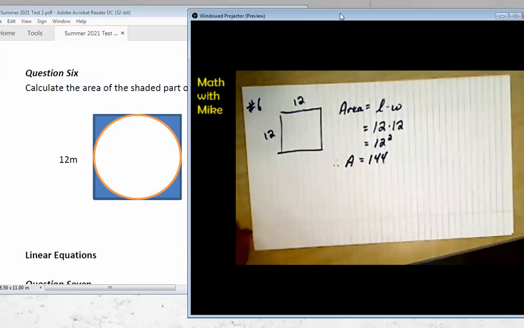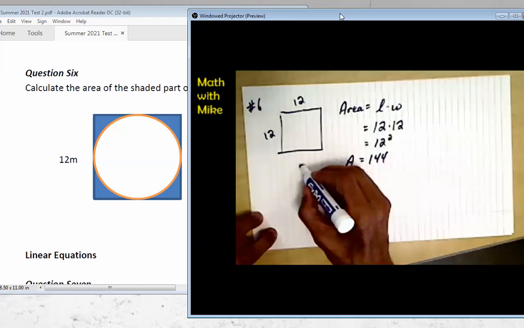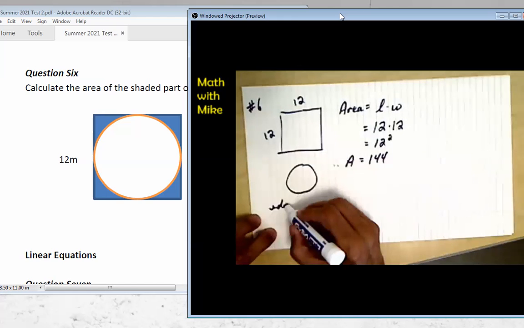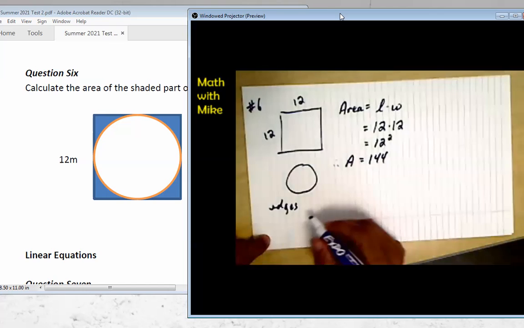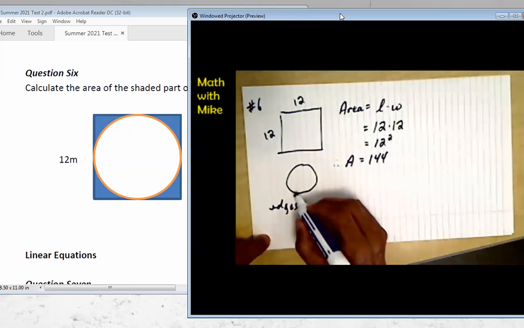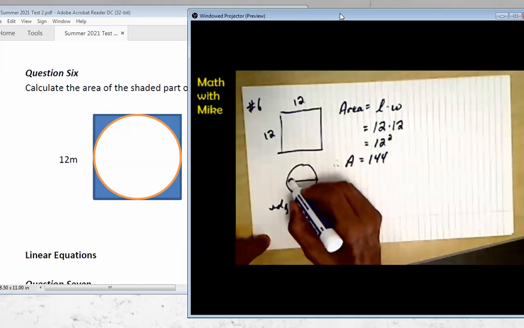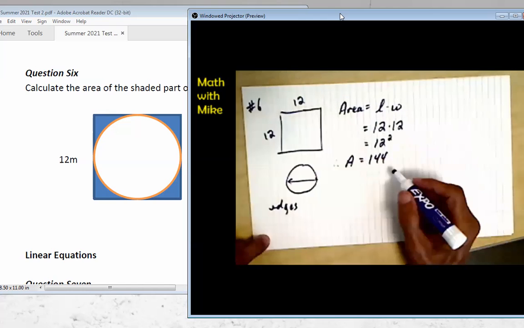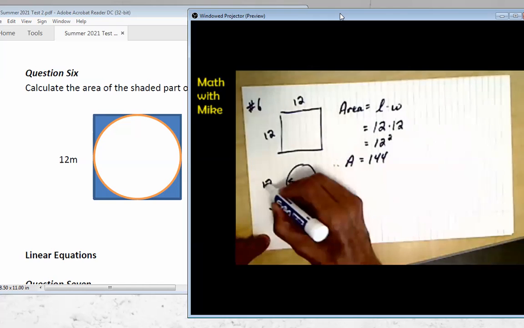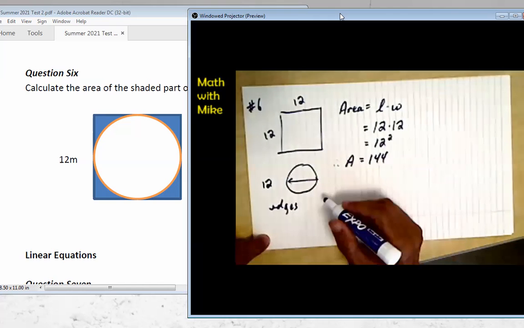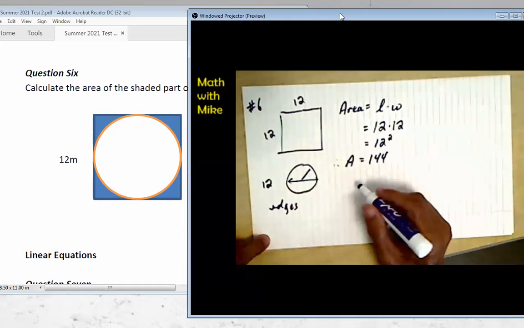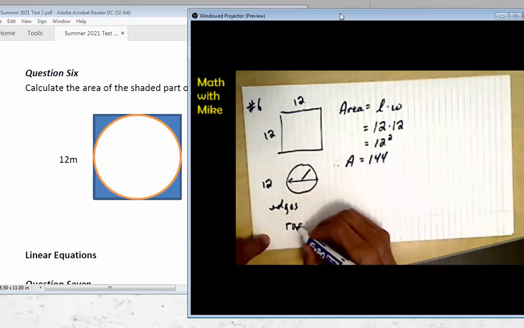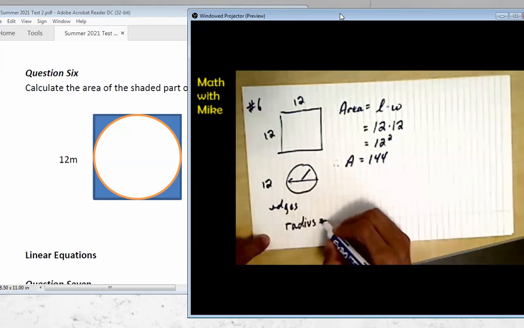Okay, now on the inside, there's this circle. And I guess the thing to notice is that the circle touches the edges of the square that is there. So that means the distance all the way across is going to be the same as a side. So that's going to be 12. And then importantly, the radius, the distance from the middle to the outside, is half of that. Okay, so the radius, r, is going to be 6.